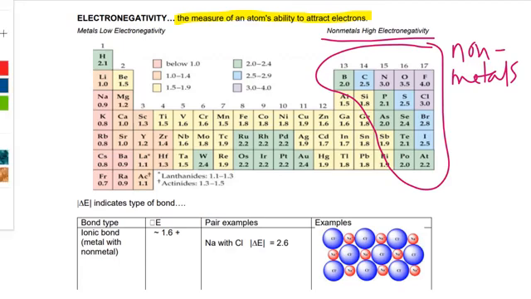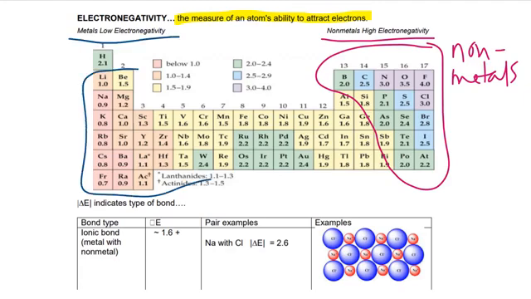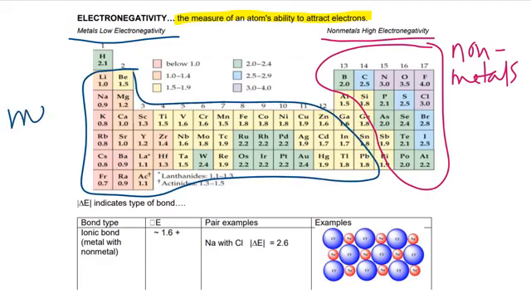And then on the left side, my metals have low electronegativity. I'm going to go over here. These are my metals. They have low electronegativity, and we're actually including my hydrogen over here because it's pretty high. Now, if we want to attract electrons, this kind of makes sense.